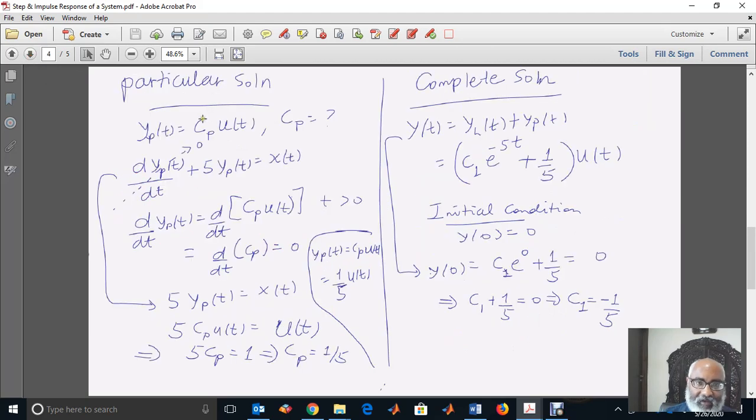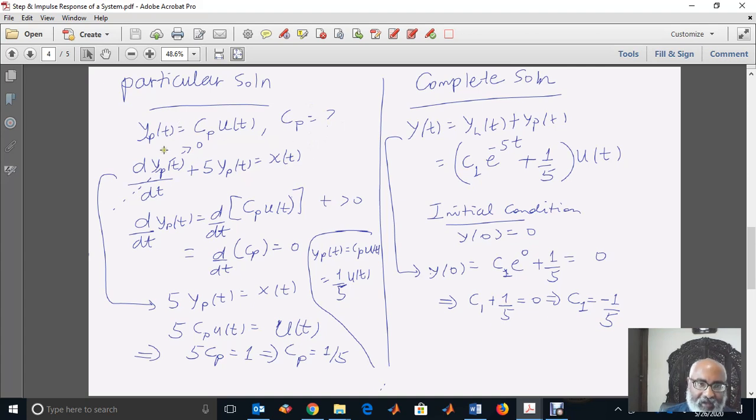Then the next step is the particular solution. Remember, the particular solution will have the same form as the input. So we have a unit step input, so yp(t) is equal to cp u(t). The question is now, what is cp?